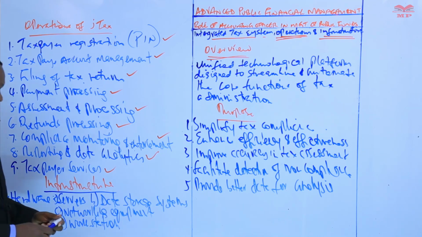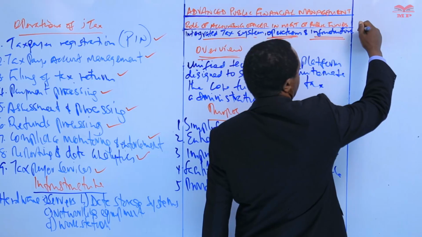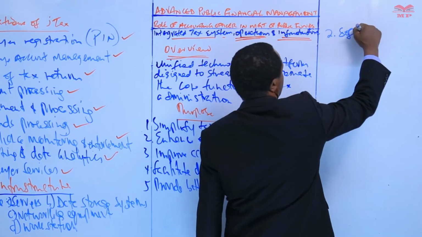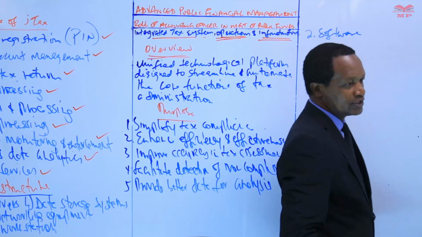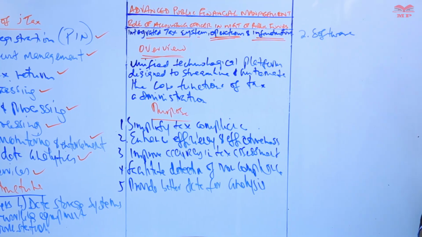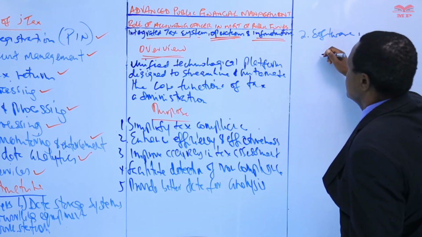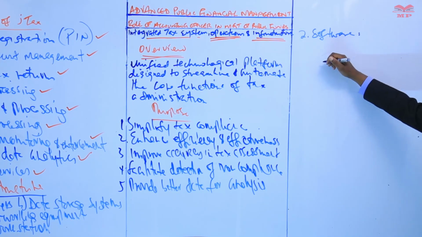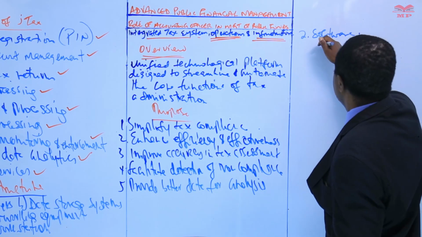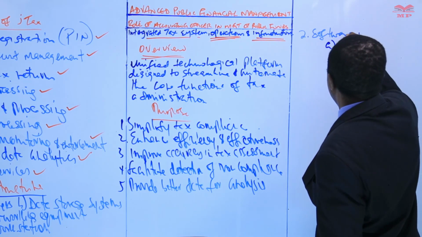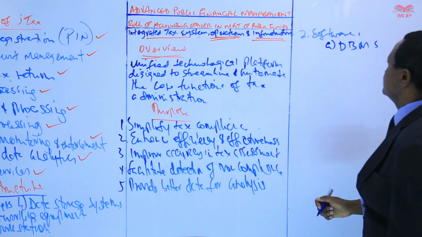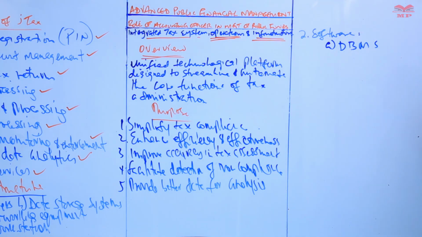Then number 2, software. Software is also needed. And under software we need database management systems. A. Database management systems. These are database software to manage and store the integrated tax data.